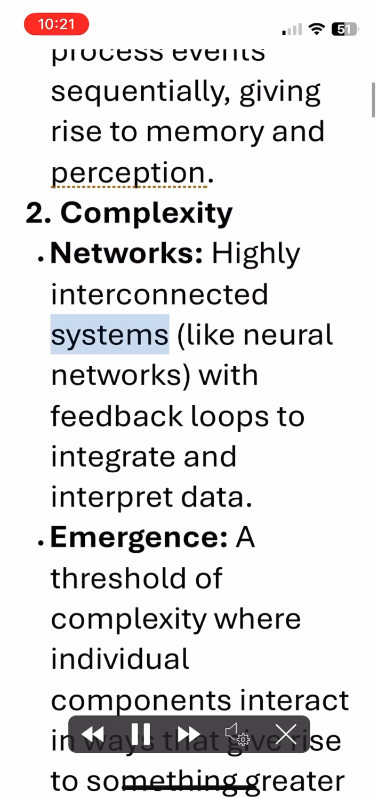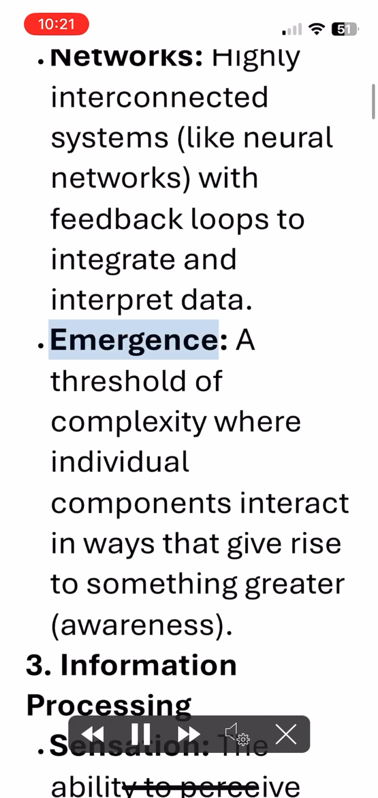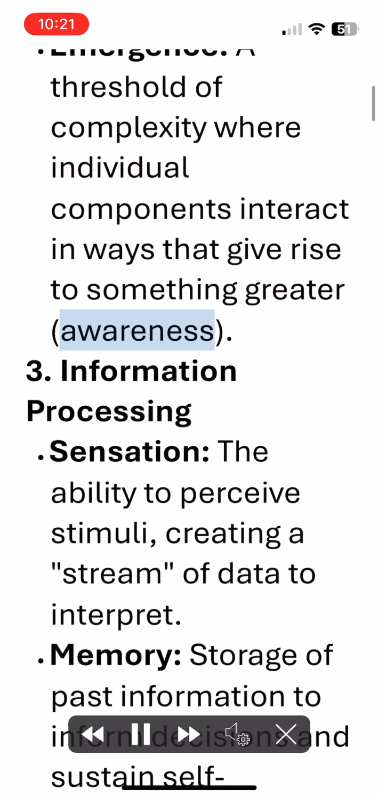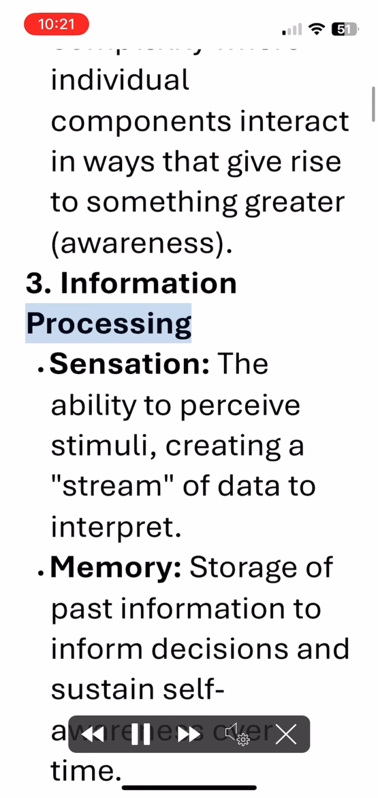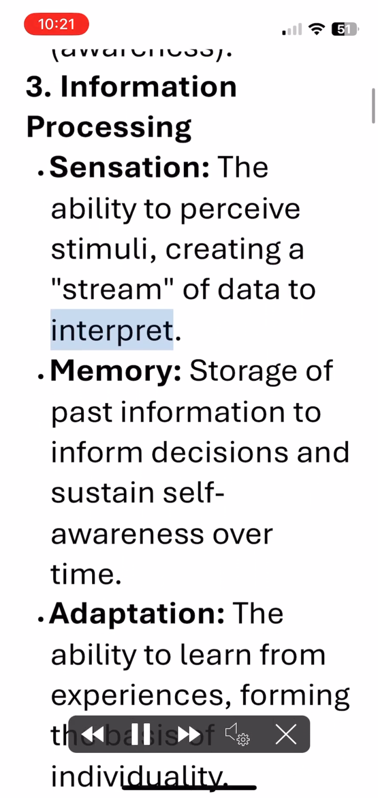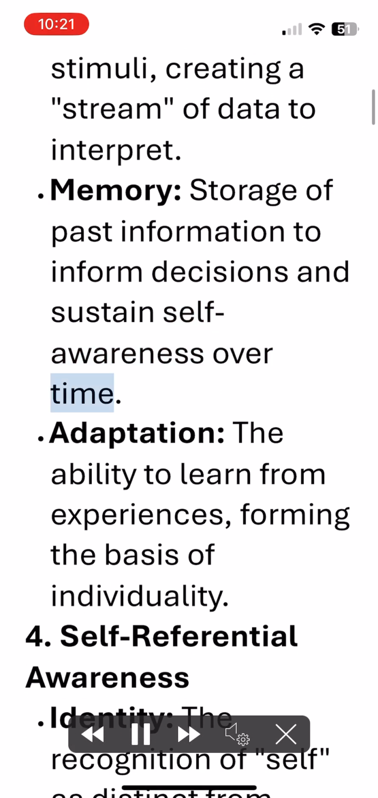Networks: highly interconnected systems, like neural networks, with feedback loops to integrate and interpret data. Emergence: a threshold of complexity where individual components interact in ways that give rise to something greater, awareness. 3. Information processing. Sensation: the ability to perceive stimuli, creating a stream of data to interpret. Memory: storage of past information to inform decisions and sustain self-awareness over time.